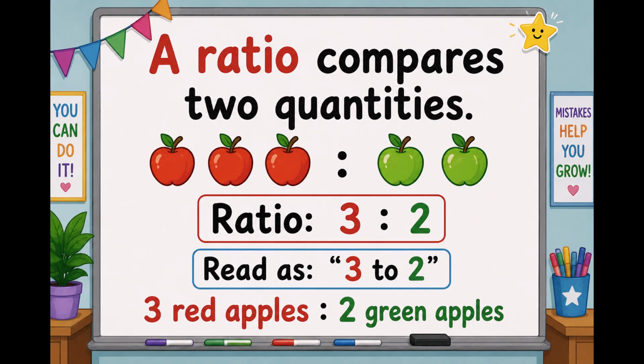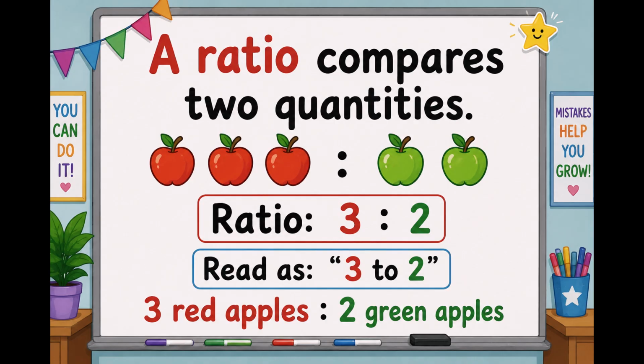Look at the picture. We have 3 red apples, 2 green apples. We're comparing the number of red apples to the number of green apples. Write the ratio. There are 3 red apples and 2 green apples. So we write the ratio 3:2. Remember, those 2 dots, one on top of the other, mean colon.